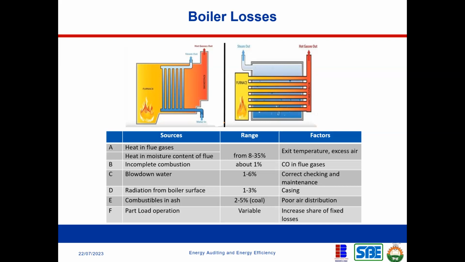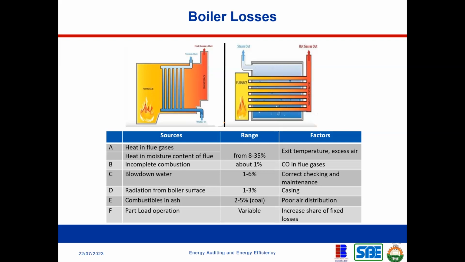So there are also radiation losses on the boiler surface. When you're heating water, just like when you're heating water in your kettle, you notice that through the walls of the kettle, heat is being lost into your kitchen or the environment, heating the environment. So there are also radiation losses, and there are combustibles in ash. So assuming you're using biomass in your boiler, okay, sometimes you might notice there are some combustibles in the ash that you need to throw away.